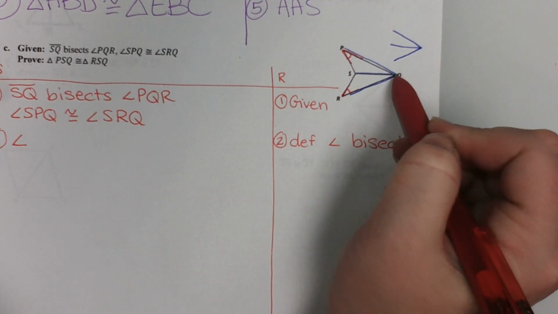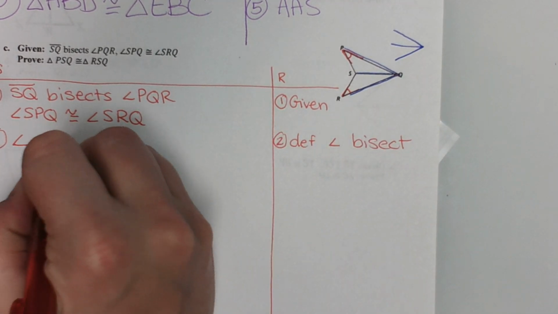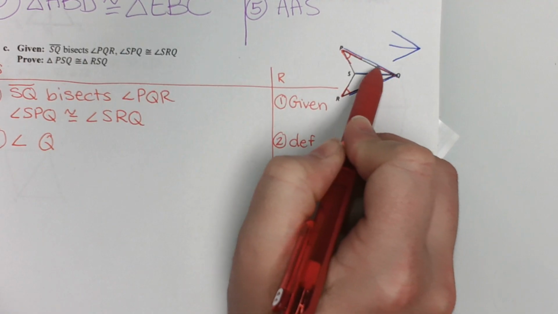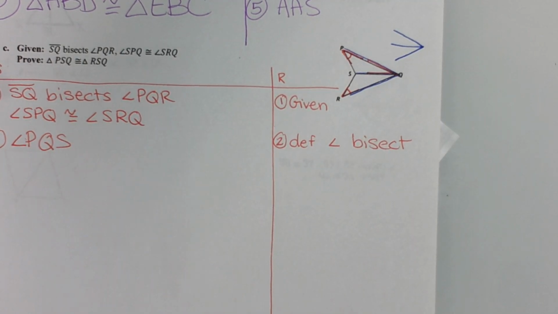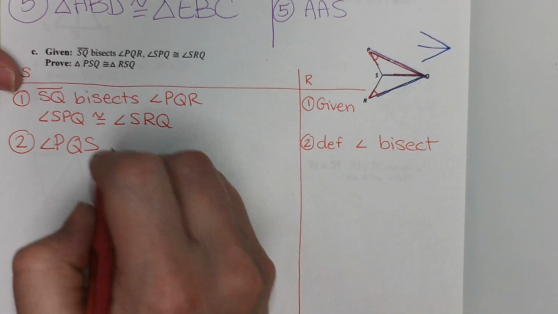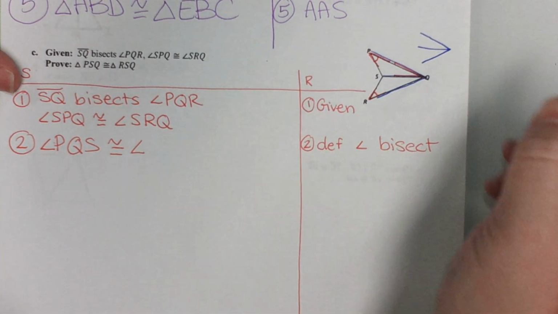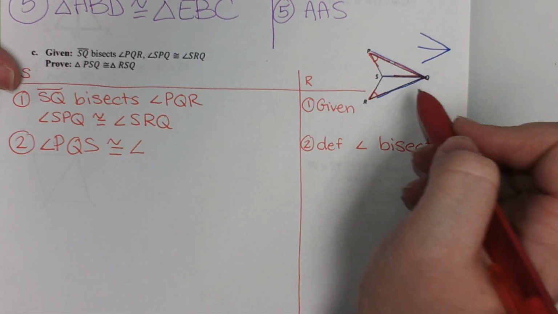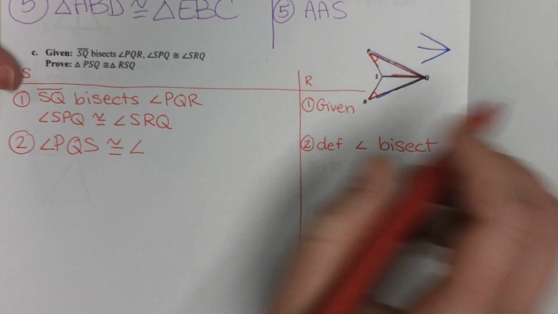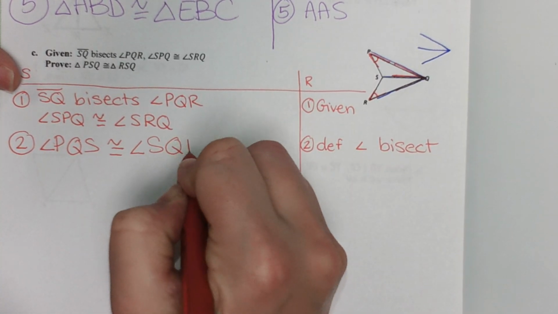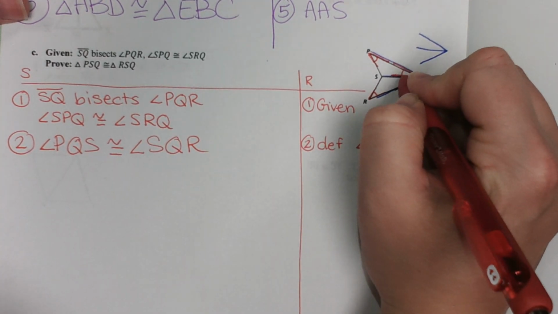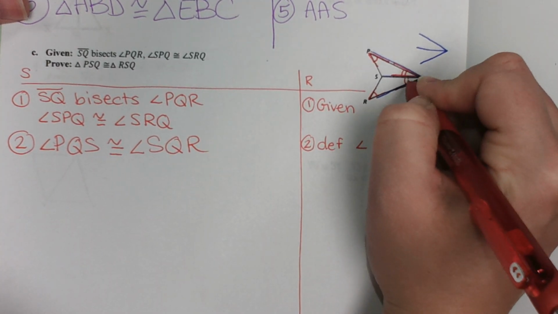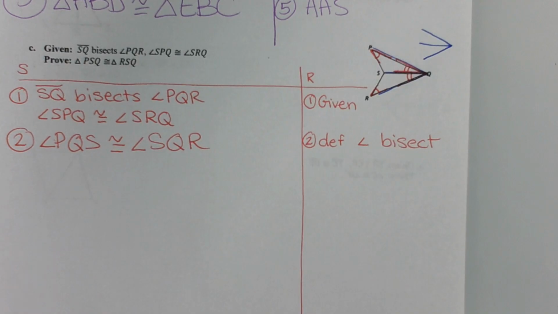Angle. Q is the vertex, so Q's got to be in the middle of the name. This angle goes towards P and goes towards S. So P and S are the outside letters. Congruent to angle. Q is the vertex, goes towards R and goes towards S. Q has to be in the middle. And I mark them as congruent. Make sure you're doing a double angle mark this time. We've already got the single angle mark taken care of.